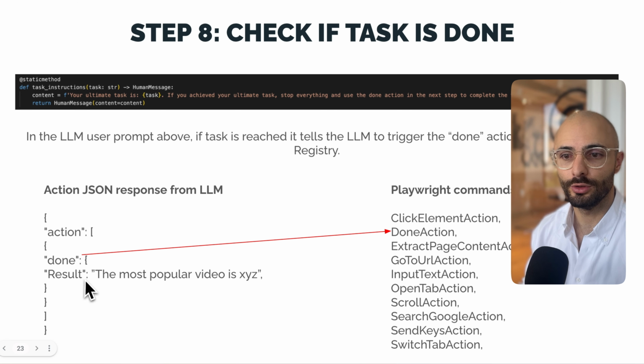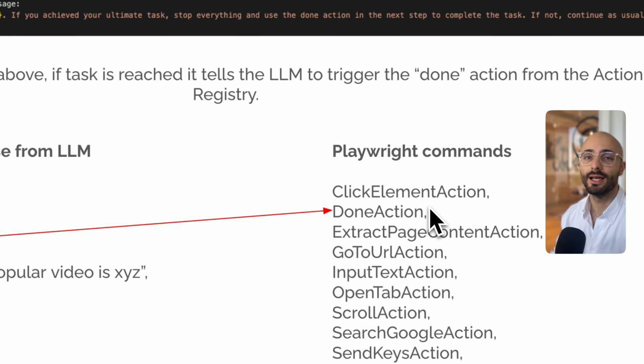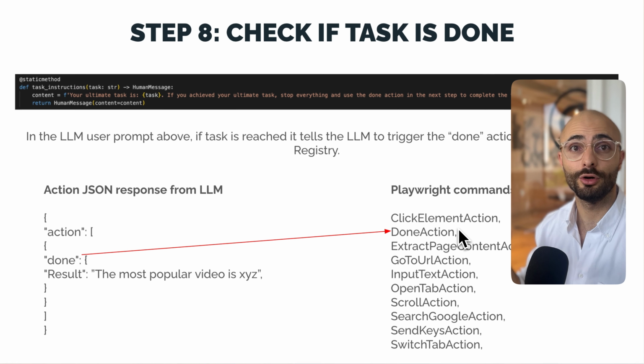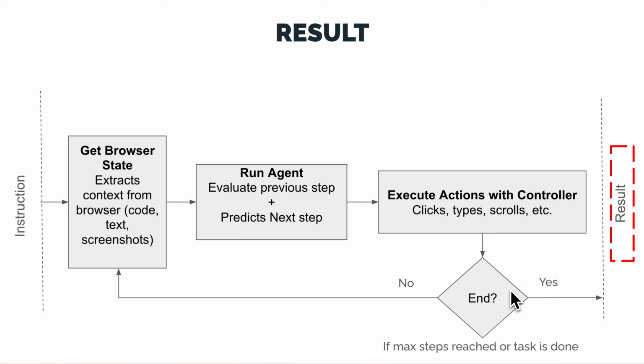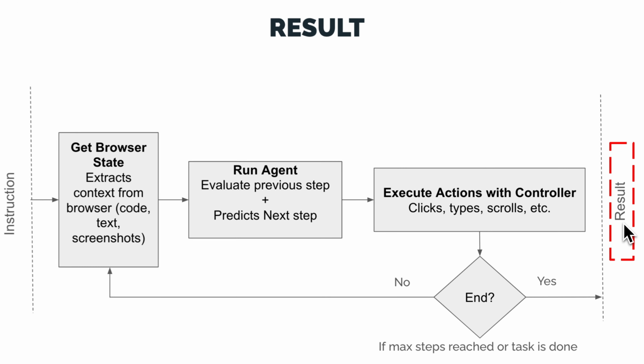And it'll also include the result. And then what would happen is it would trigger the Playwright command. In this case, it would be the done action. It'll then handle that gracefully and the program will come to an end. So the task will end if the max steps is reached or if the task is done. It'll then move down to yes, and it'll display the result.